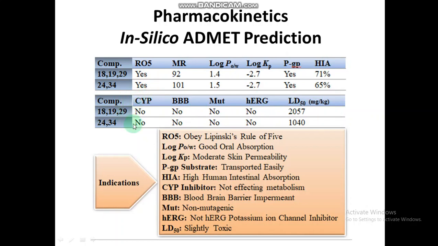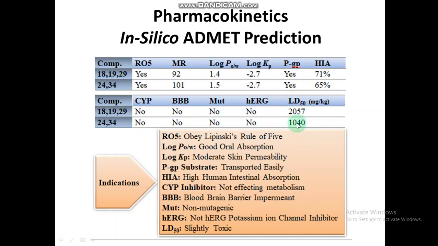Then cytochrome P450 inhibitors, no, they are not cytochrome P450 inhibitors. It means that they are not affecting metabolism. Then blood-brain barrier permeant, they are not blood-brain barrier permeant. So it means they will not cross the blood-brain barrier. They will not move to the brain. And then they are non-mutagenic. They are not human ether-a-go-go related gene, hERG, potassium ion channel inhibitors.